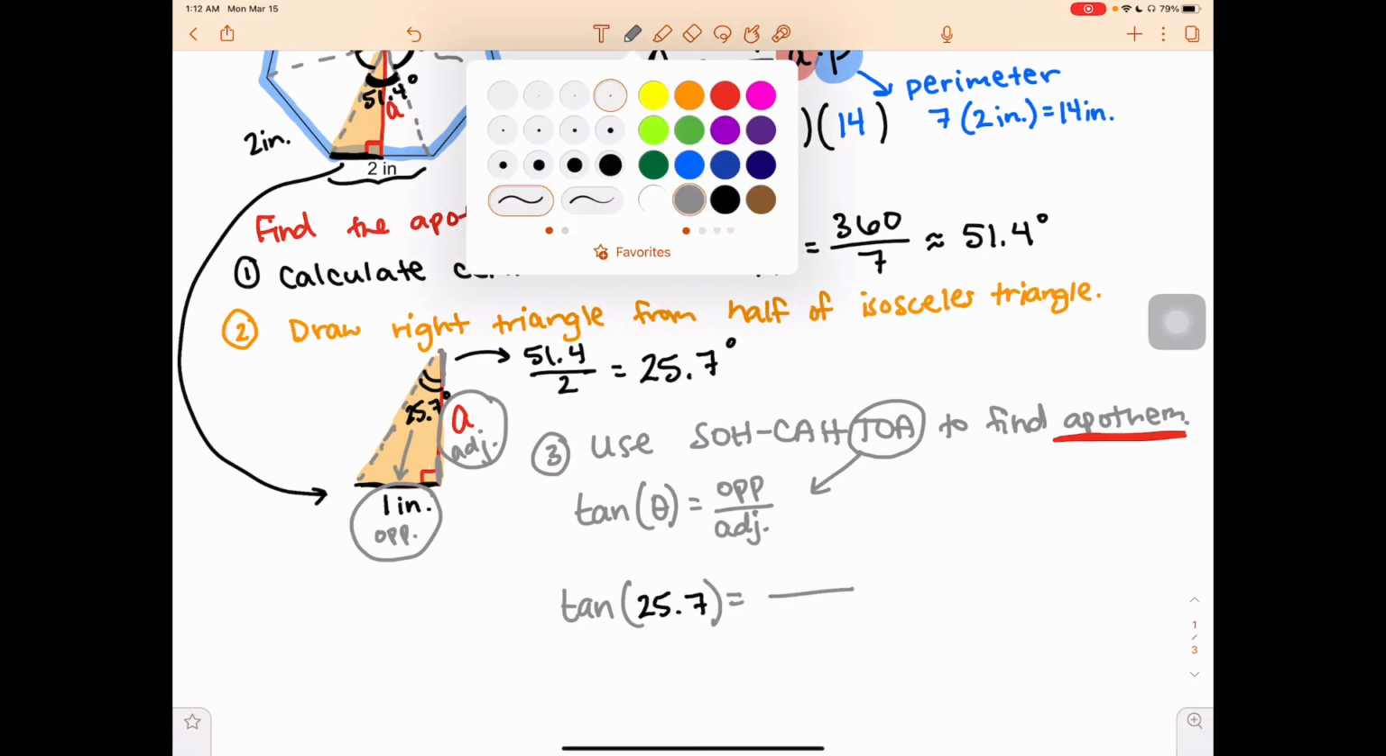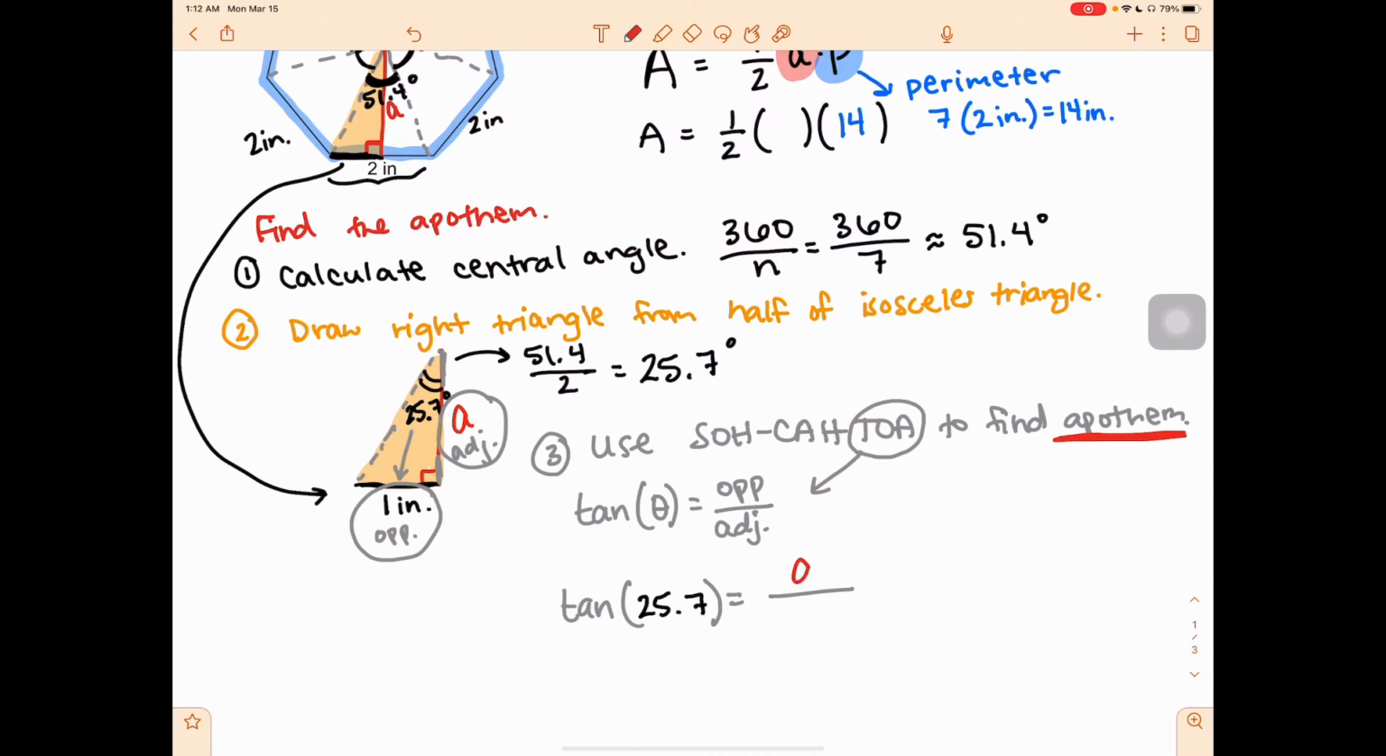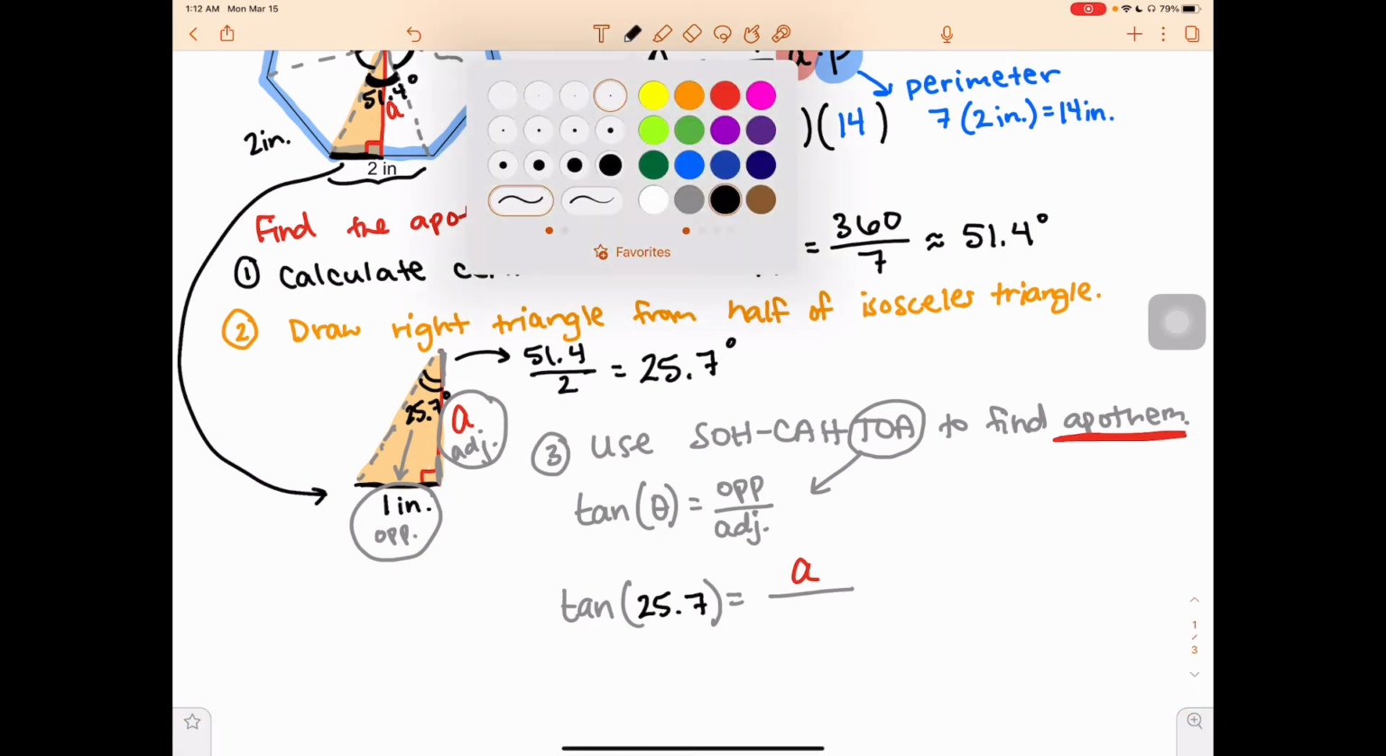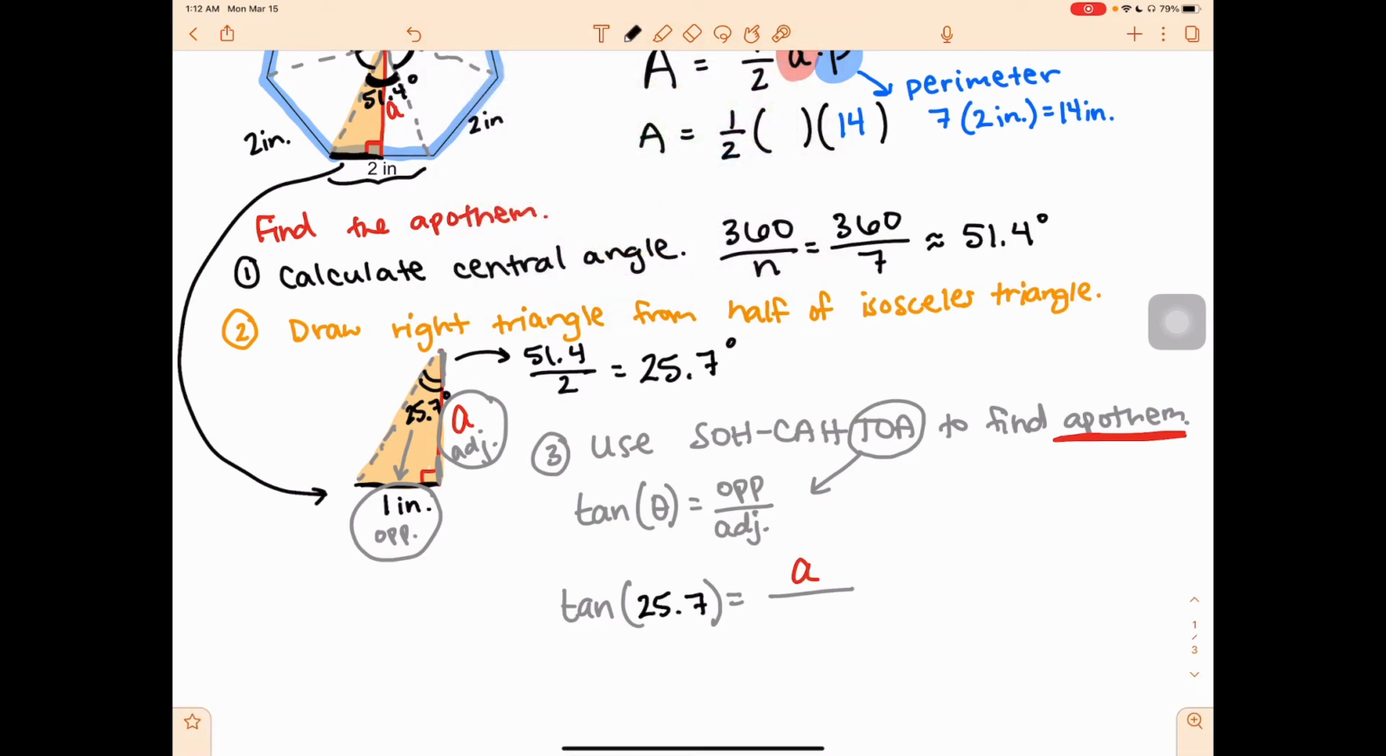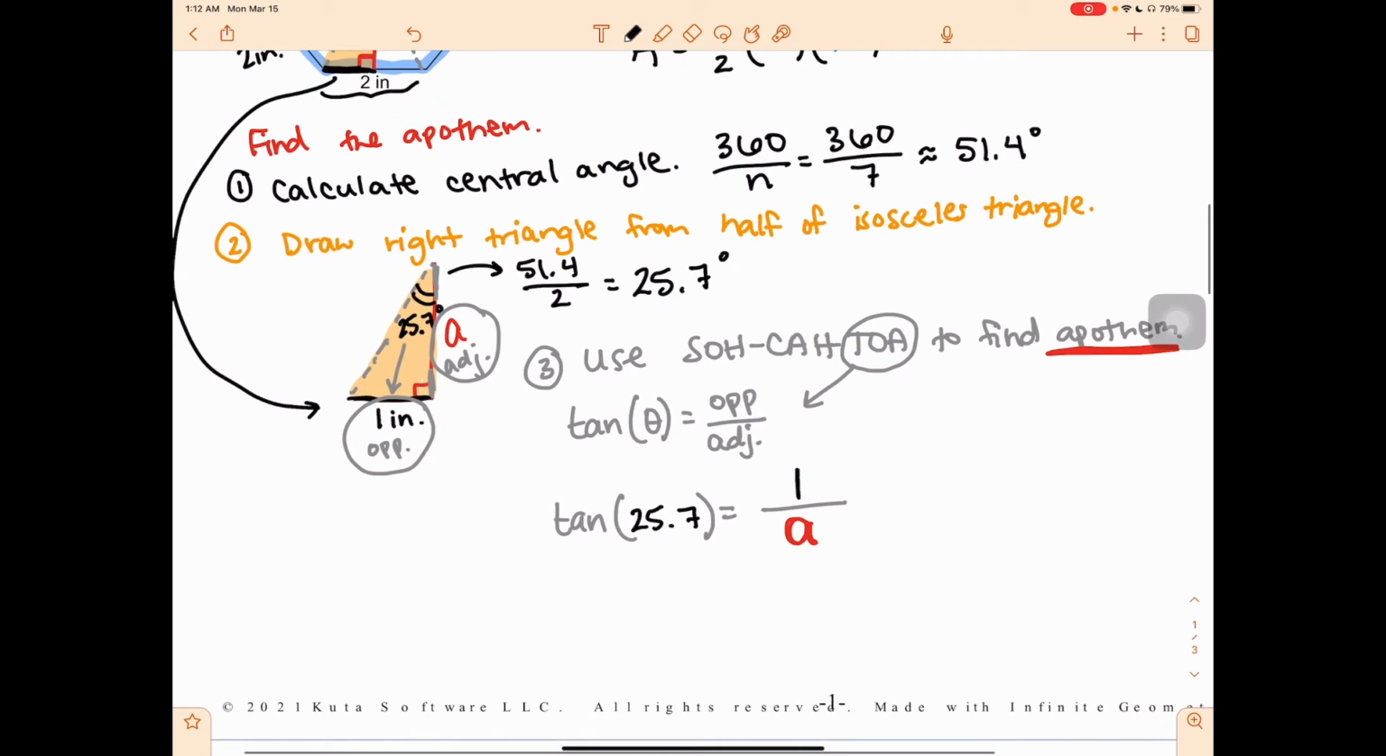Equals our opposite side, the apothem, and our, oh, I'm sorry, I'm wrong. The opposite side is the 1 inch, it's the 1. The adjacent side goes on the bottom, is the apothem. Okay? So once you have this trig ratio set up, it's all about solving for the variable now.